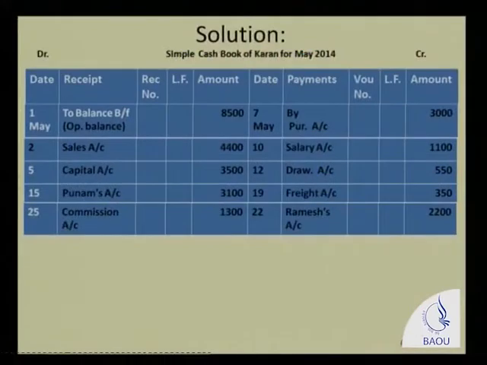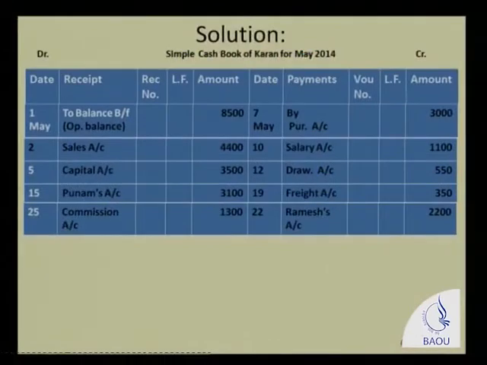Next transaction is rupees 2200 paid to Ramesh towards an old account. So here maybe the Ramesh account was carried forward from last month or two months, and because of that outstanding we paid 2200 rupees to Ramesh. Now we will see how it would be recorded in the books of accounts.